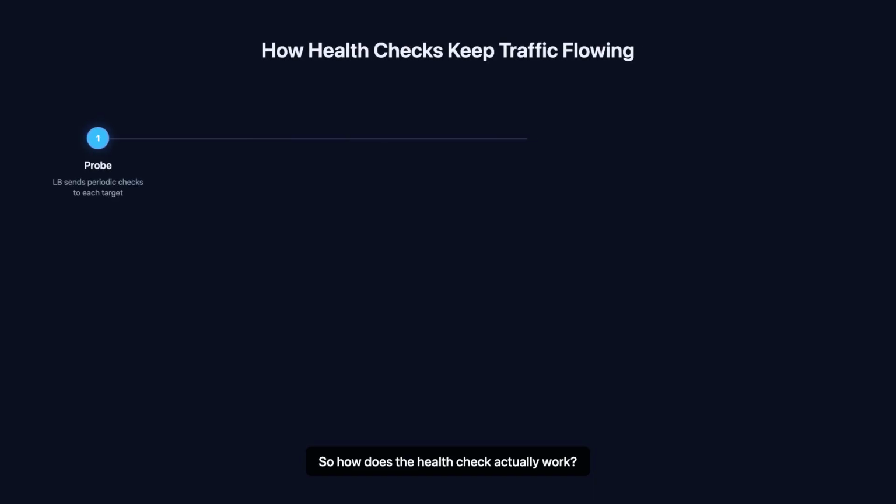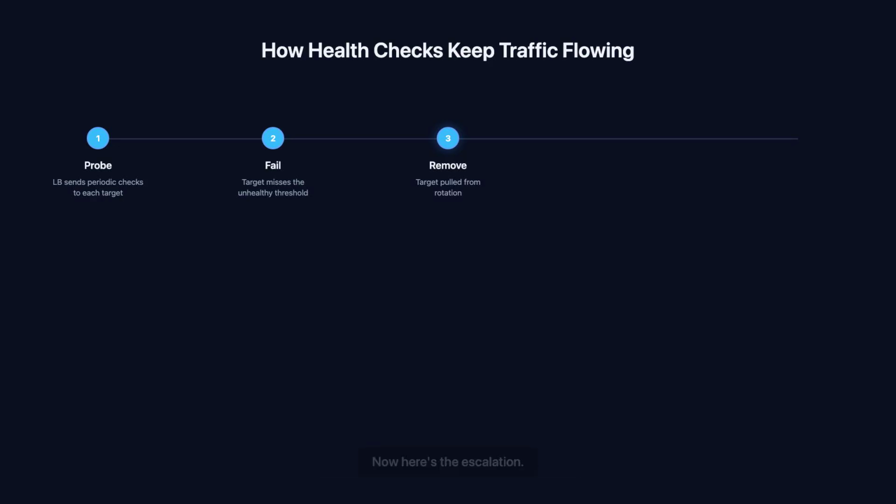So how does the health check actually work? It runs as a loop. First, the load balancer sends periodic probes to each registered target. When a target misses enough consecutive checks to cross the unhealthy threshold, it's marked as failed. The load balancer then removes it from rotation, so no more traffic goes to it. Now here's the escalation. If every target in an entire zone goes down, the load balancer drops that zone's IP address out of DNS, so requests stop routing there entirely.